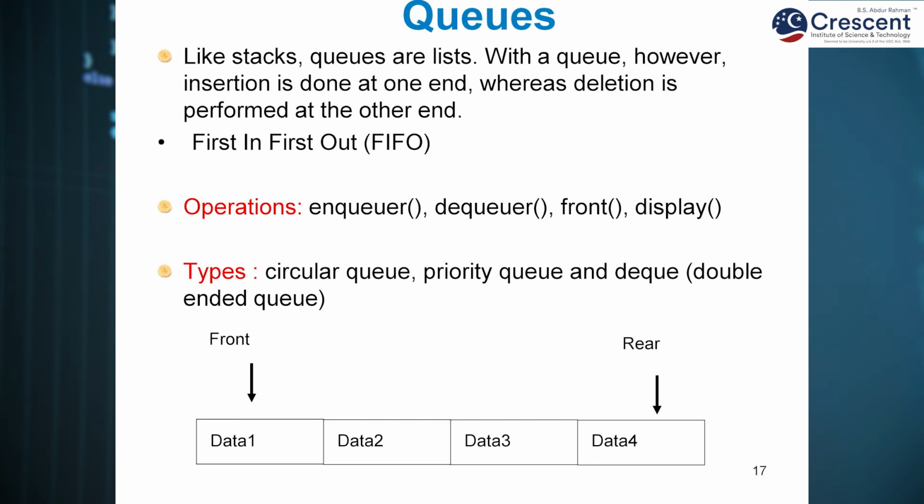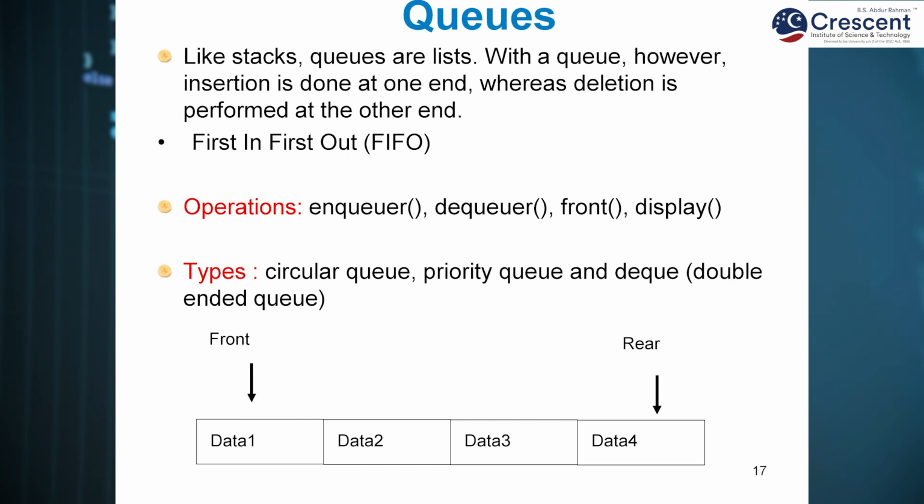Then the operations supported with respect to the queue ADT are NQ and DQ. NQ is inserting data at the rear, whereas DQ is deleting data from the front, whereas the front operation is returning the first item from the list. Then display is used to display the current status of the queue.